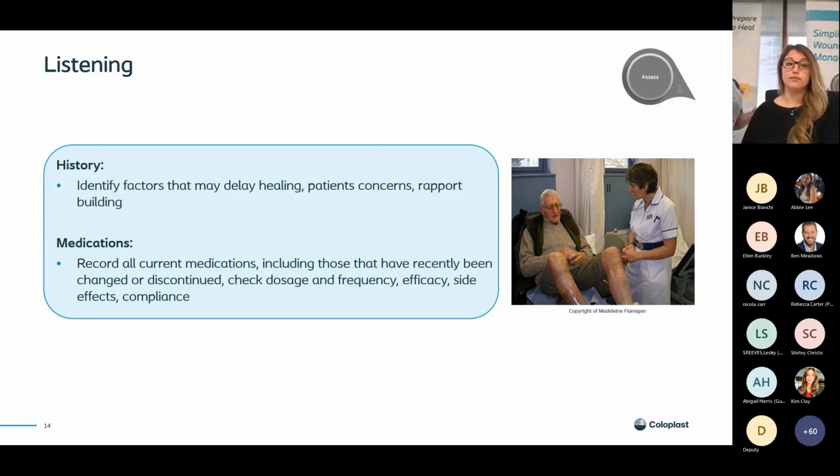And you also need to look at compliance with their medication. Are they taking it regularly? For example, analgesia. If your patient has been prescribed regular paracetamol, let's say, are they taking it regularly, or are they waiting for that pain to come before they take that analgesia? And if that is the case, we need to have a discussion with them about why it's important to keep on top of that pain.